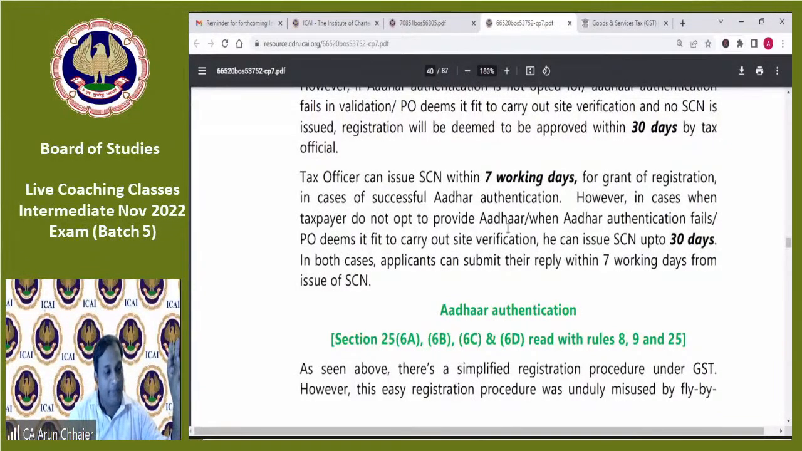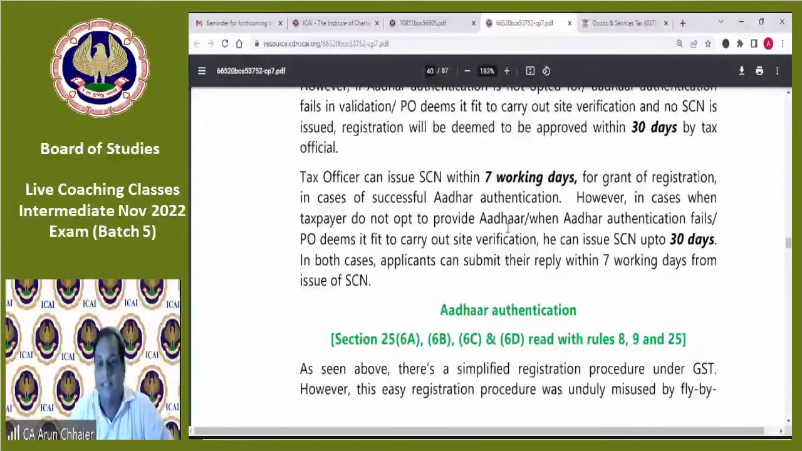If within 7 days the application is acted upon, either accepted or rejected, and if he rejects, then okay. He has given the opportunity to me. I have explained the same, but still he is not satisfied, then he will reject. Then what about the ITC if the GST number is not received?